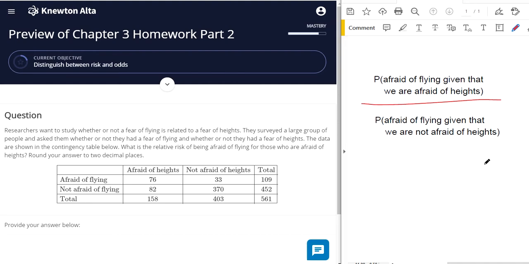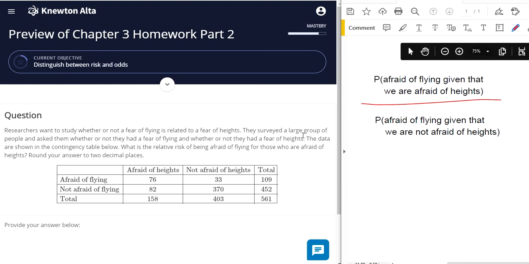It's the probability of being afraid of flying if you're afraid of heights, and you divide that by the probability of not being afraid of heights and being afraid of flying. That way you're computing a number that compares those two different groups.